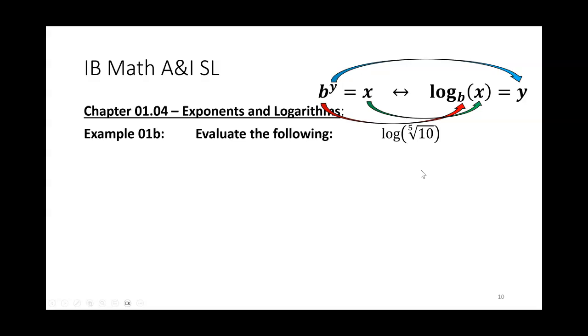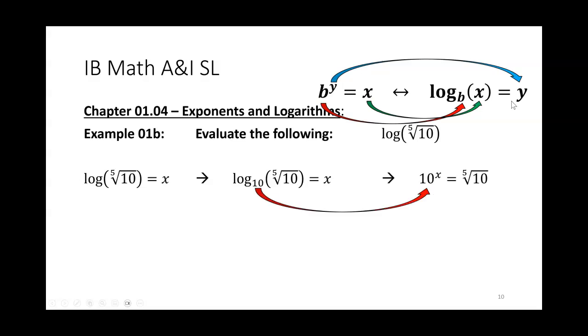All right. If we have log of the 5th root of 10, so if we approach this the same way we did before, we'll write this as log of the 5th root of 10 is equal to x to make a logarithmic equation. I recognize that log is log base 10. And now I'm going to do my rearrangement. So I'm going to get my b is 10, my x is the 5th root of 10, and my y is x. So I have 10 to the x is equal to the 5th root of 10.